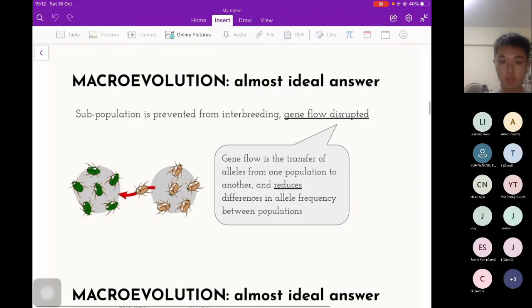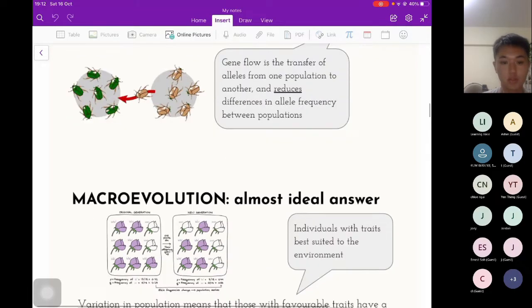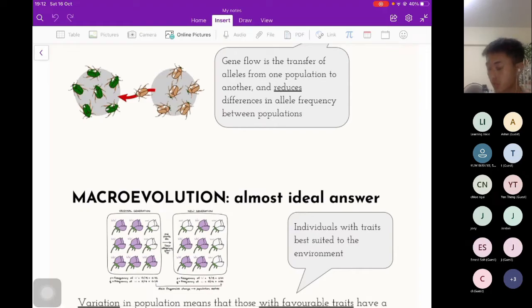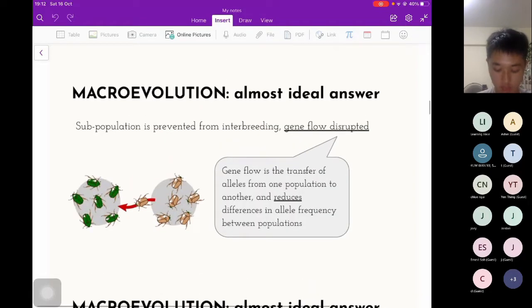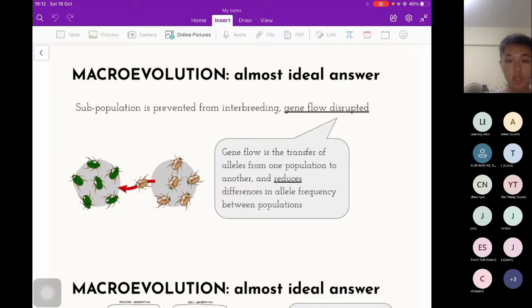Gene flow is disrupted. Okay, so this is the definition of gene flow, right? So it reduces the differences in allele frequency between your populations, right? That is when gene flow works. But if gene flow does not work, which means gene flow is disrupted, your alleles are not able to transfer from one population to the other. Okay, so the difference in allele frequency increases.